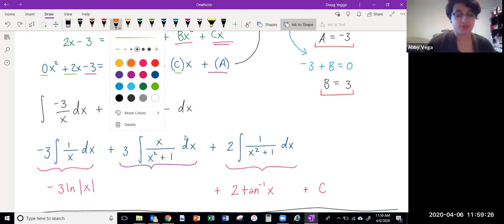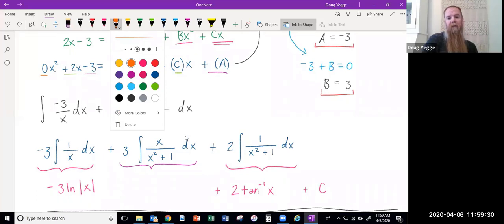You could do trig substitution with tangent theta. Yeah, you could do trig substitution with tan theta. You very well could. Or not. Just do pattern recognition.